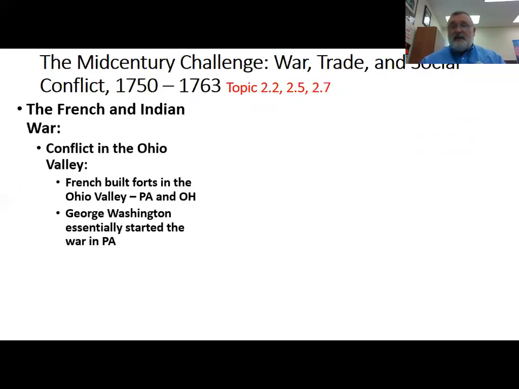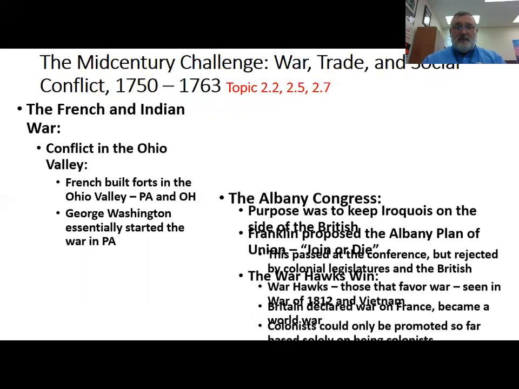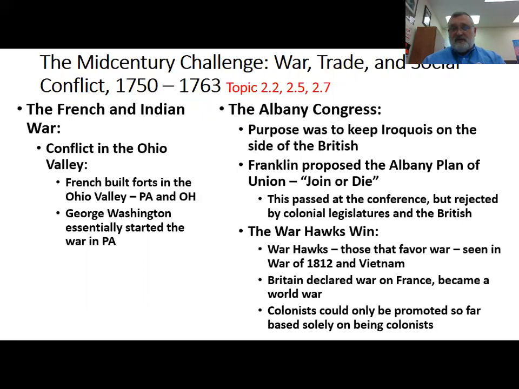A major conflict that shaped things was the French and Indian War. It started over disputes between the French and the British over the Ohio River Valley. George Washington actually gets the credit for starting this war, which becomes a global conflict. And in Europe, it's called the Seven Years' War.